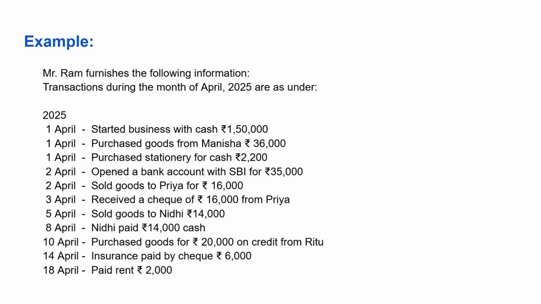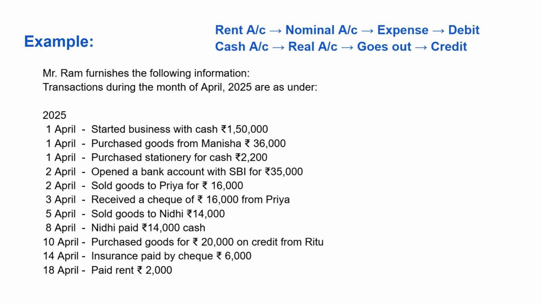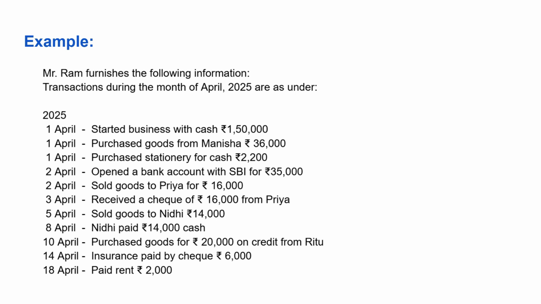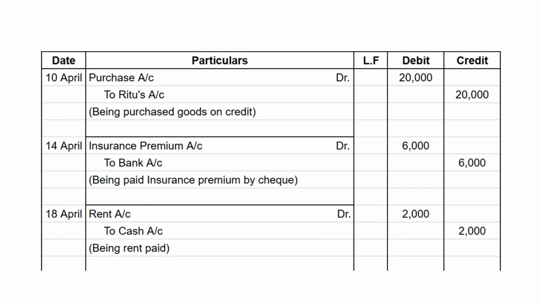Here the two accounts affected are rent account and cash account. Rent account is nominal account and rent is expenses, so it is debit. And cash account is real account and cash goes out of the business, so it is credit. Let's see how we'll record it. 18th April, rent account debit 2,000 rupees on the debit side and to cash account 2,000 rupees on the credit side. And the narration is being paid rent.